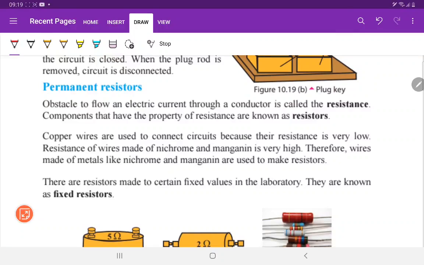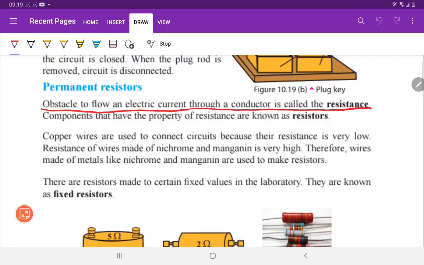Whenever we don't want the current supply, we can switch it off if there is a switch. If there is no switch, it is a waste of current. So that is also one of the current controlling components. Now permanent resistors. The obstacle to the flow of electric current through a conductor is known as resistance. We have already done this, children, in Electricity part 1. We know these terms and their definitions. What do you mean by resistance? The obstacle to the flow of an electric current through a conductor is known as resistance.